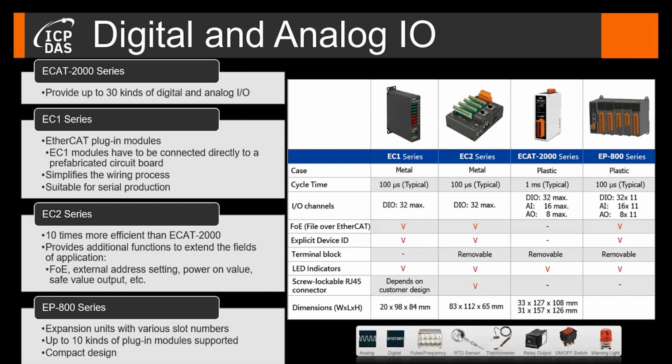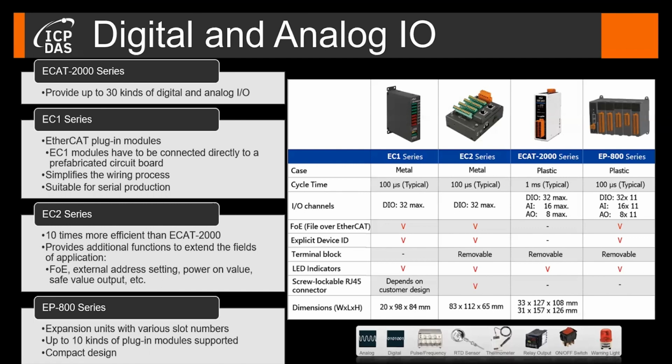Then the EC2 series. This series is ICP DAS's high-speed slave, supporting a cycle time of 100 microseconds. It comes with additional features required for some applications, for example, screw lockable RJ45 connectors and an external rotary switch for slave address setting.